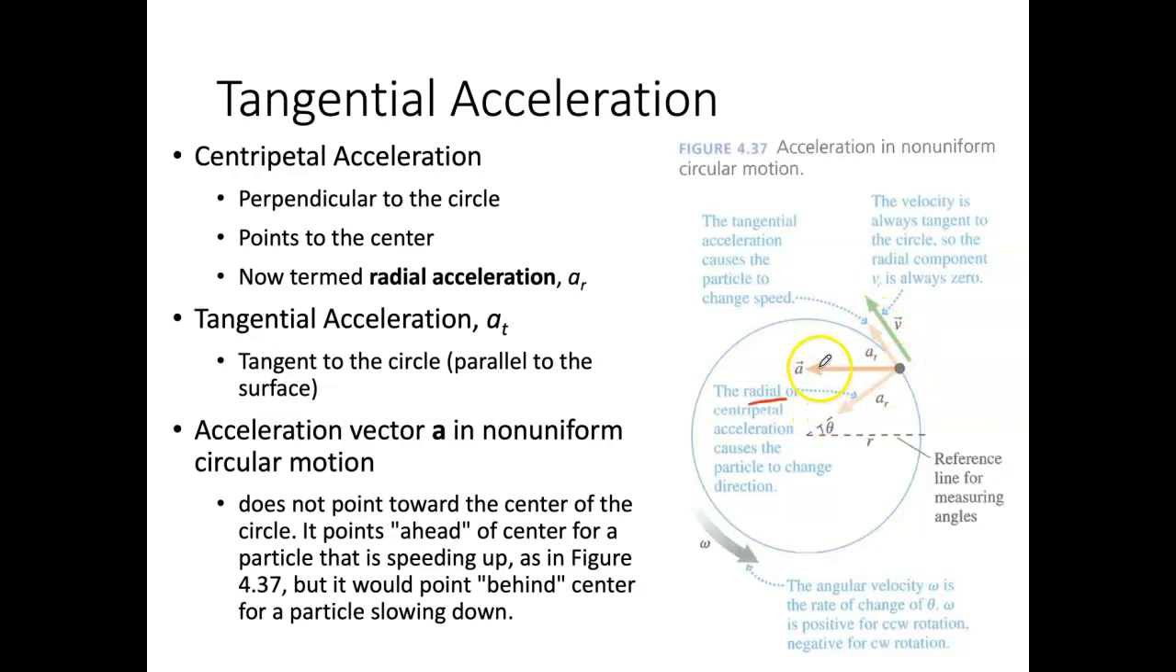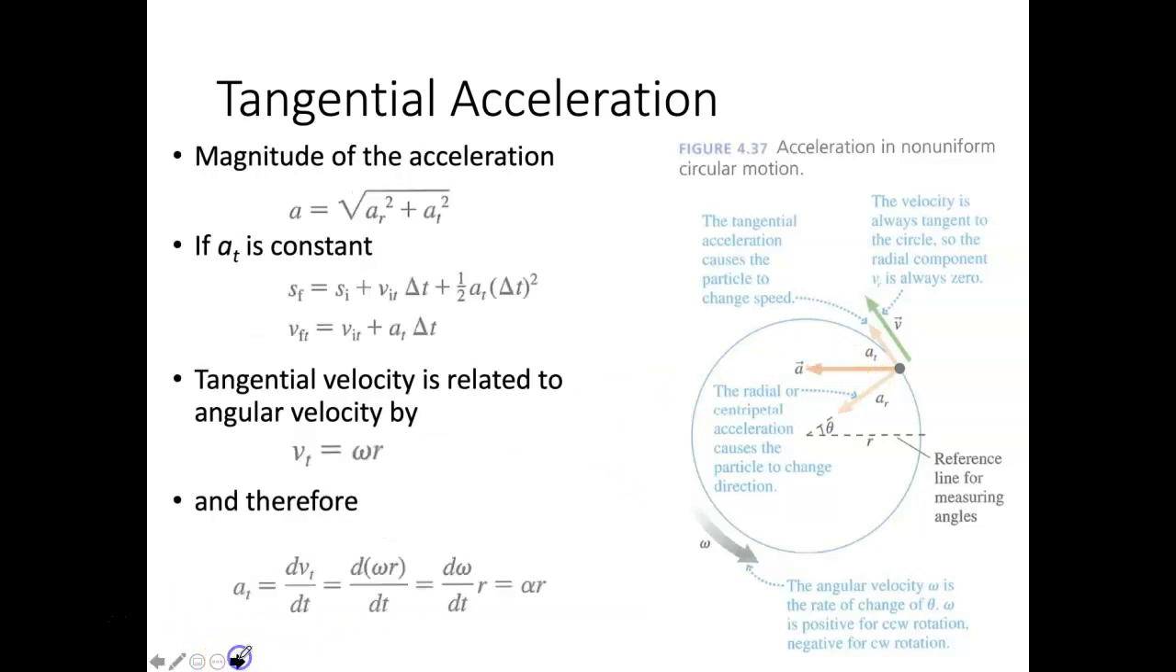And then if you add those two vectors together, you get the total acceleration for non-uniform circular motion. So this does not point towards the center. Now we have something that is either spinning up or spinning down, speeding up or slowing down. So our overall acceleration is not towards the center like it would be if it was traveling at a constant speed. That's non-uniform circular motion.